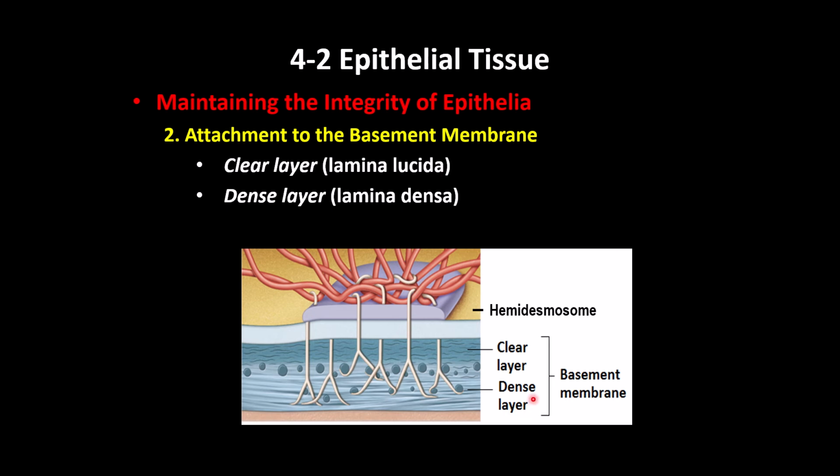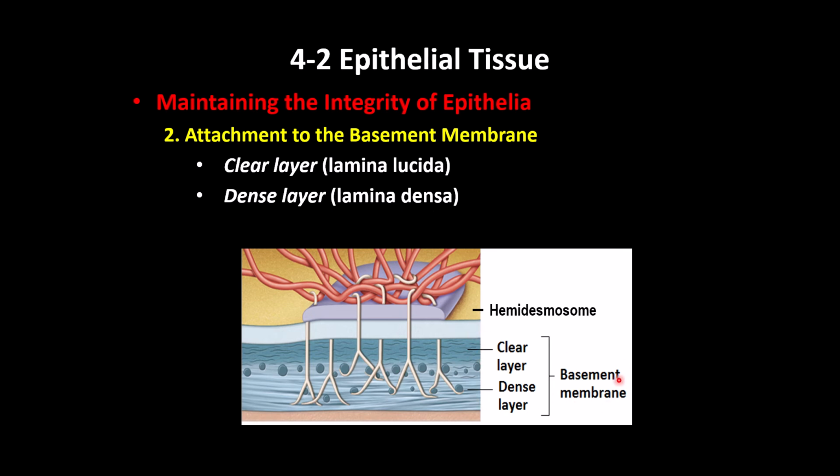And the second one is called the dense layer, and there are a lot of fibers there. These fibers are provided by the connective tissue, and this is called lamina densa. And both of these layers together make the basement membrane.